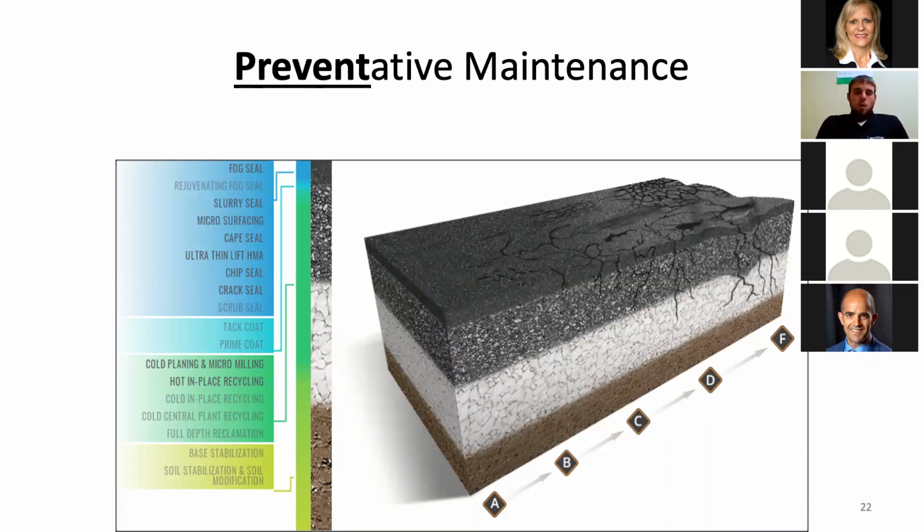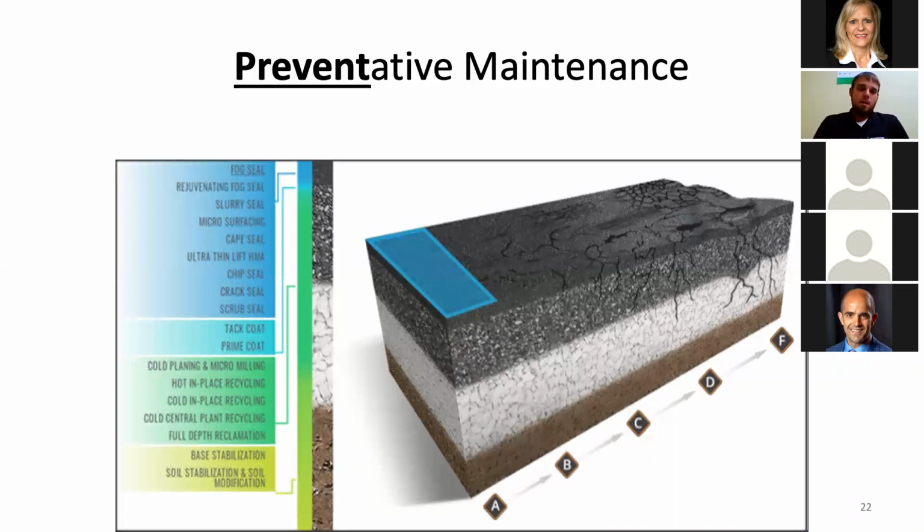So what we like to get across right away usually is what is preventative maintenance and when is the best time to use a rejuvenating fog seal or fog sealer. As with any other tool in the toolbox, there's an optimal timing for rejuvenators, and typically those are within the first 3 years of a pavement's life cycle.